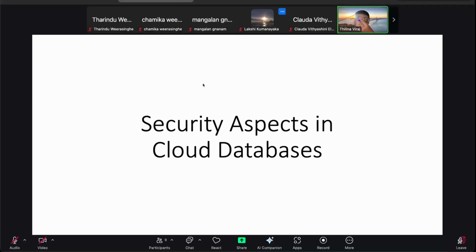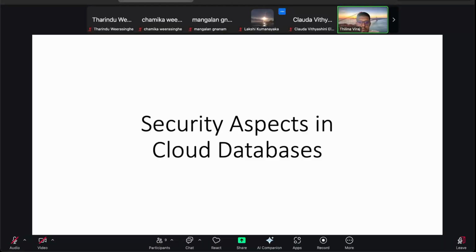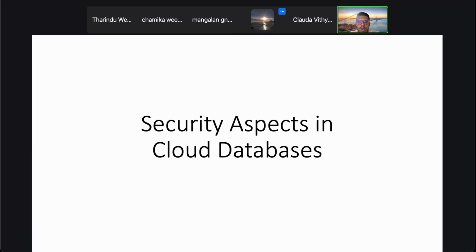Alright. In this module, we are going to cover some content related to the security aspects of cloud databases. My focus will be purely on what security threats we have on cloud databases, and in addition to that, how we can overcome those security challenges.